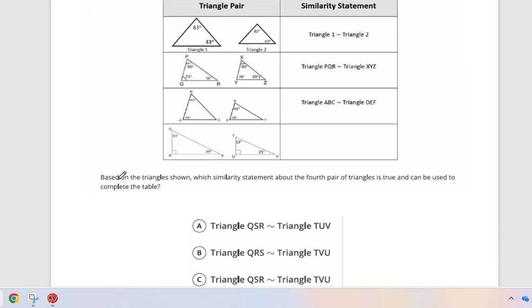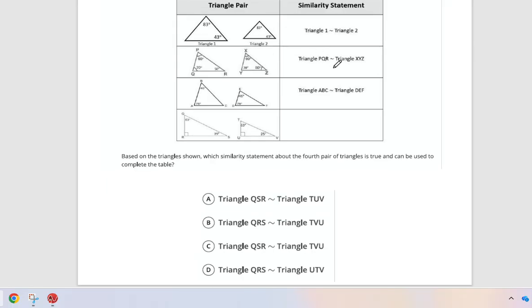Okay, similarity statements here. This is where you talk about how things are related to each other. Very important that you read the letters in order. So P corresponds to X, Q corresponds to Y, and R corresponds to Z. Okay, so the way you name it is very important. So we're going to go here PQR, PQR, and you see how it goes from 60, 70 to 50. Here goes again X, Y, Z, 60, 70 to 50.